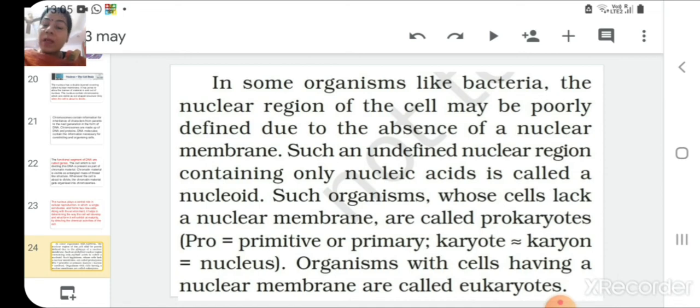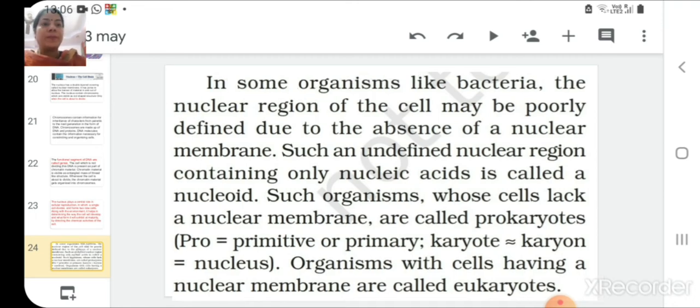But in them, in place of that nuclear membrane, nucleoid was present. Organisms with cells which are having nuclear membrane, like us, are called eukaryotes, which are the advanced form of karyons or nucleus, in which the nucleus is packed into the double membrane layer, outer membrane and inner membrane.